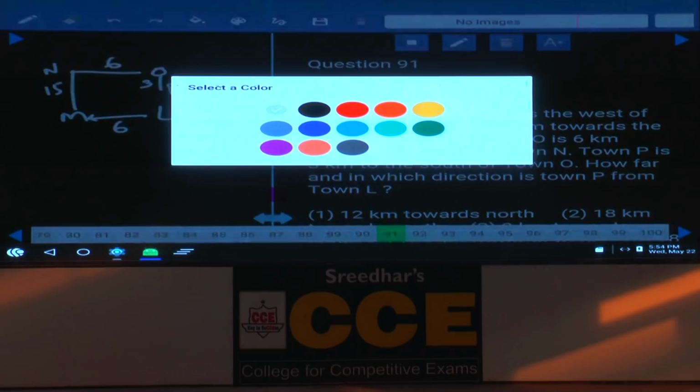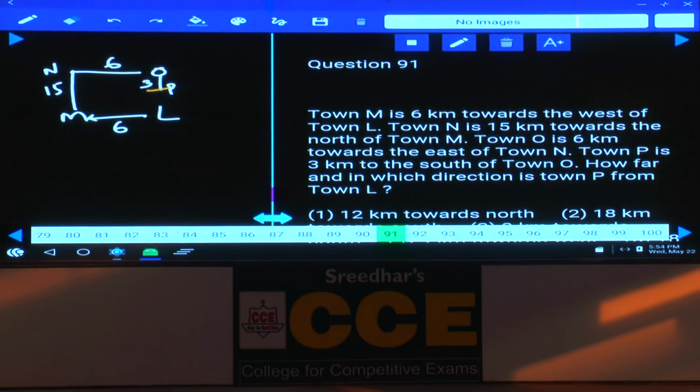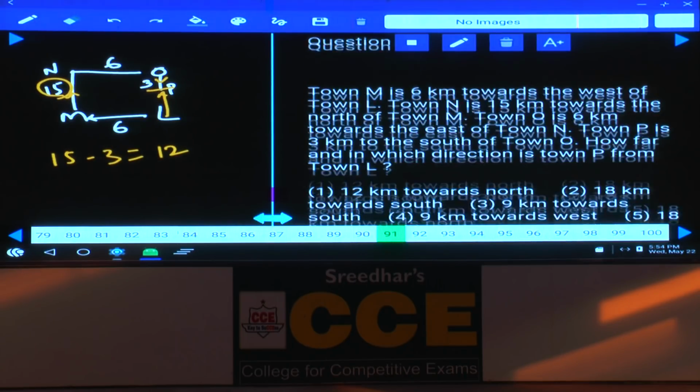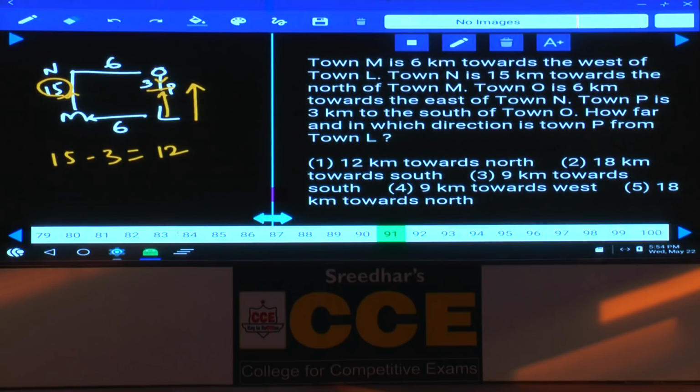Yes, tell me what is the distance between these two? Now we need to find out the distance between L and P. The total distance is 15 towards north and 3 towards south, and both these two are in opposite directions, that is 12 meters. Now the distance between these two is 12 meters, and P is towards which direction? North. It's 12 meters north, that is choice 1, 91.